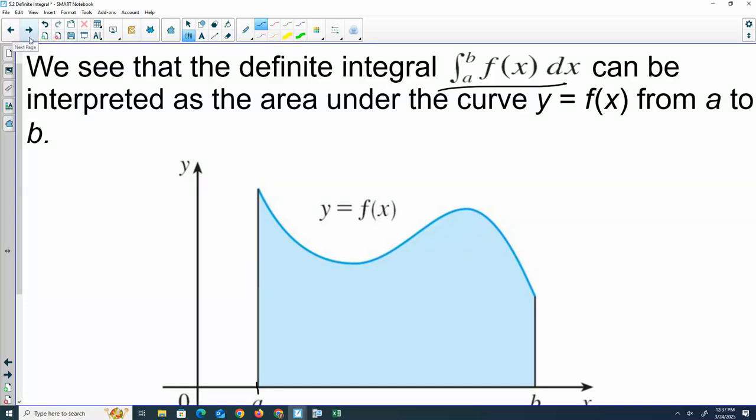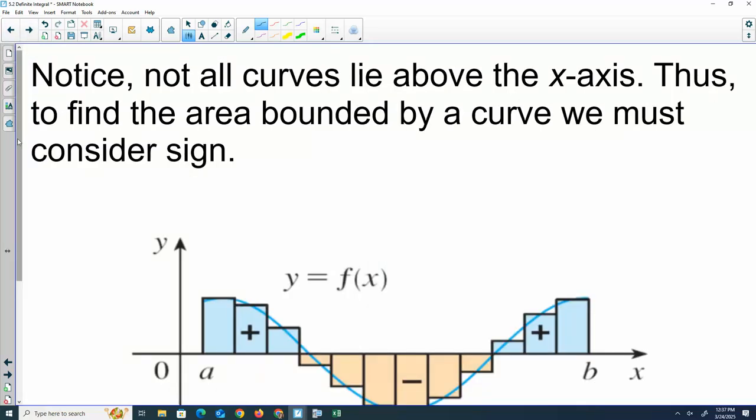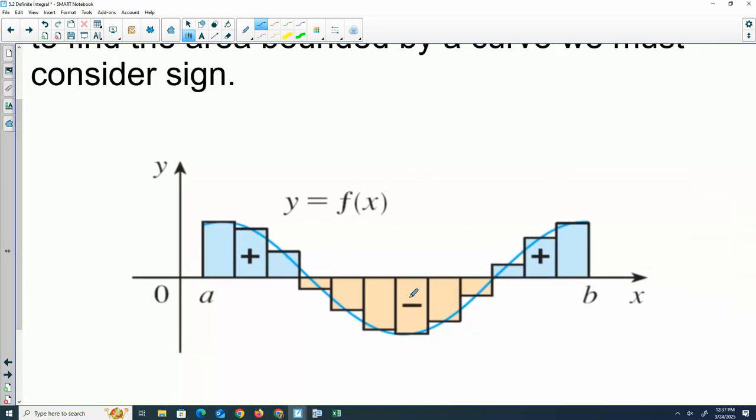Now, another thing to realize, we haven't had any of these, but some curves aren't always above the x-axis, right? Sometimes they're below. And so when we have to do above and below, we have to take sign into consideration. Something above the x-axis would be a positive area, below the x-axis would indicate a negative. So the negative is below. So we will have to take that into consideration as well.